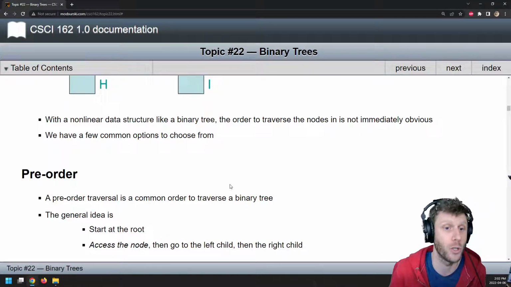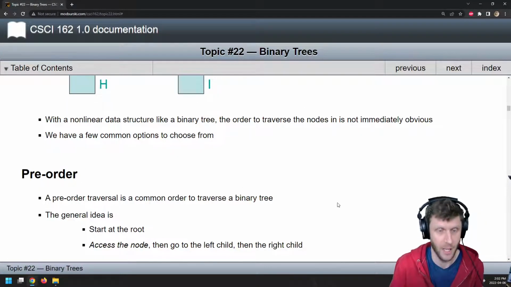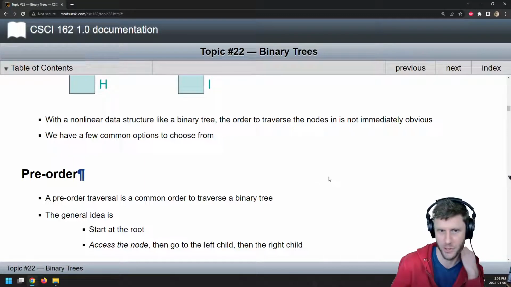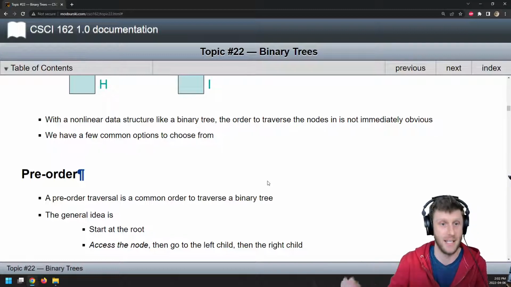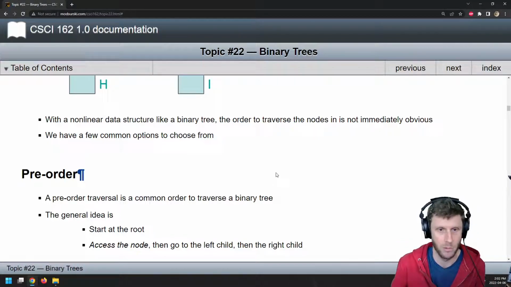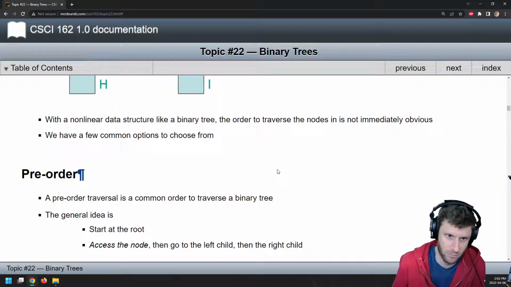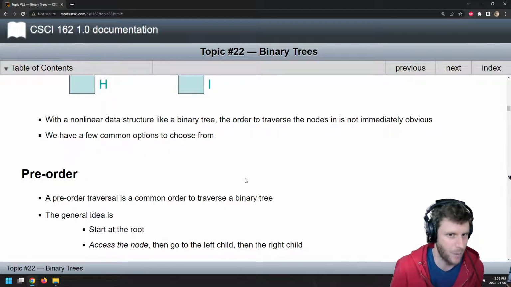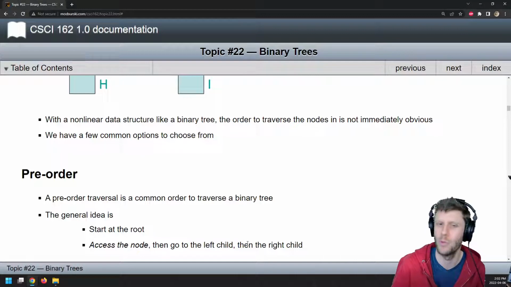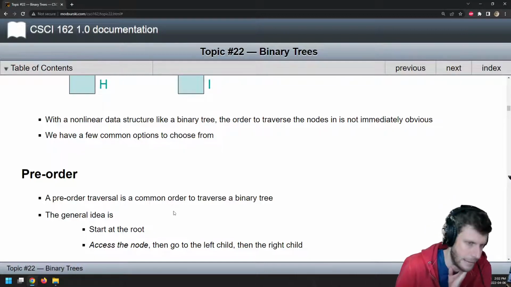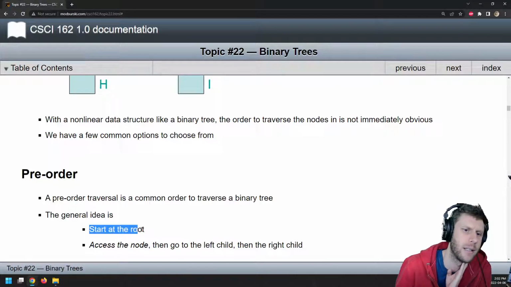So a pre-order traversal, okay? It's one of the common traversals of a binary tree, or any tree really, but we're talking about binary trees. The general idea is start at the root, access the node, get the data from the node, then go to the left child, then go to the right child. That's the process. But remember, the left child and the right child are also roots of their own subtrees, meaning we would be starting at the root again.